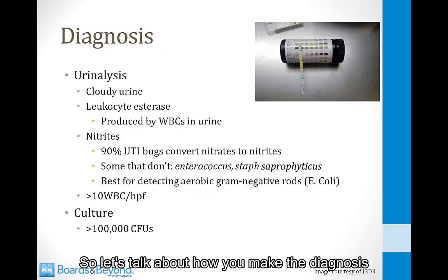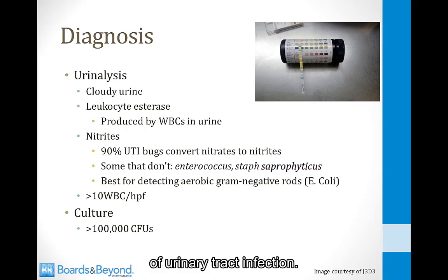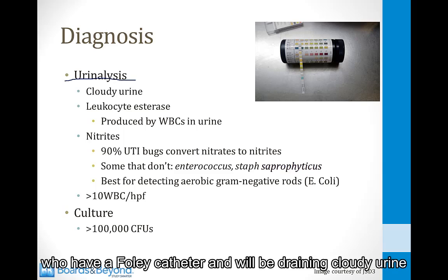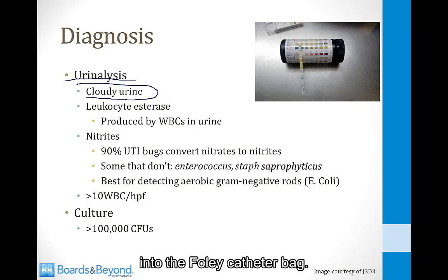So let's talk about how you make the diagnosis of a urinary tract infection. The first thing you can do is urinalysis, and the easiest way to do a urinalysis is just look at the urine. So in the hospital, patients with UTIs who have a Foley catheter in will be draining cloudy urine into the Foley catheter bag. You can also see this in a urine sample of someone who has a UTI.